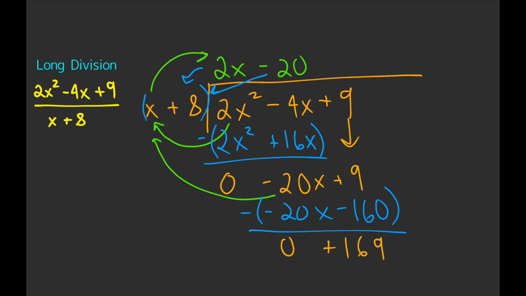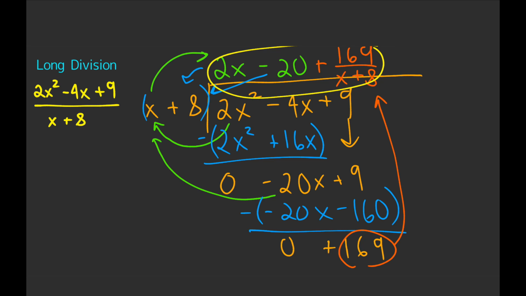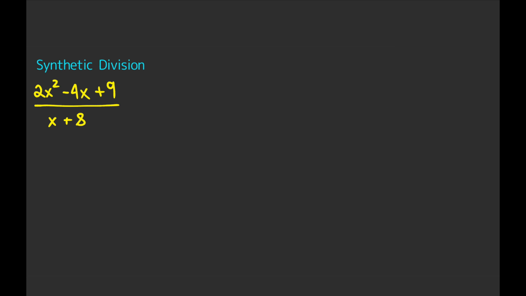So we are going to stop dividing there because we have a constant, which means that the power is x to the 0th power, which is 1 below the power of our divisor. So we take our remainder, we bring it up to where the quotient is, and we put it over the divisor, which is x plus 8. And that is our final answer. 2x squared minus 4x plus 9 divided by x plus 8 equals 2x minus 20 plus 169 divided by x plus 8. Now we are going to do the same problem using synthetic division.